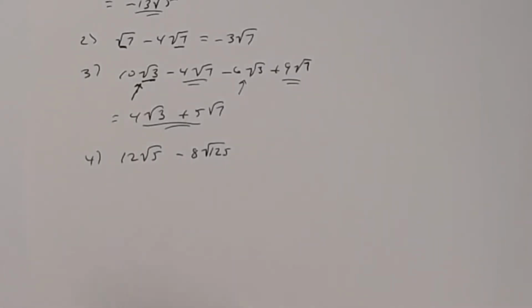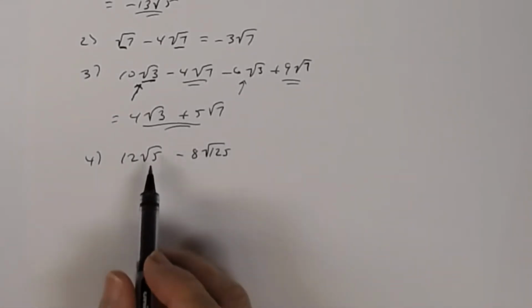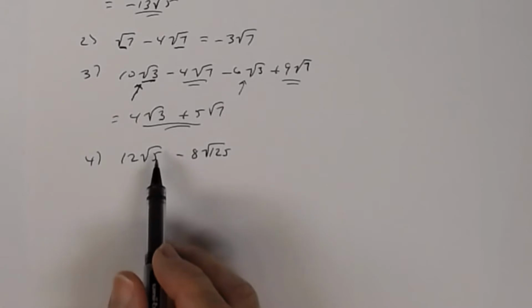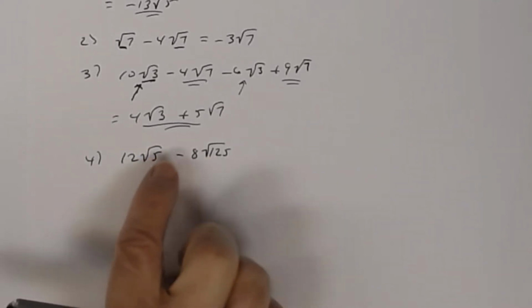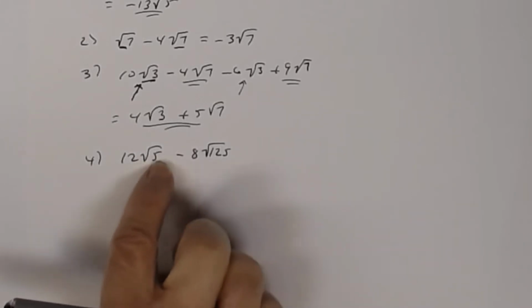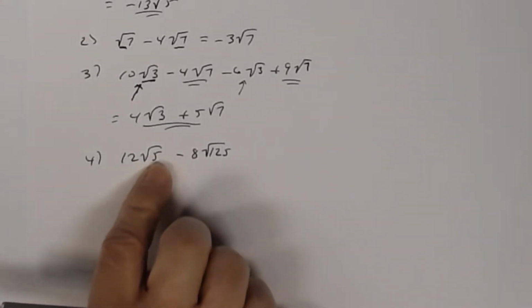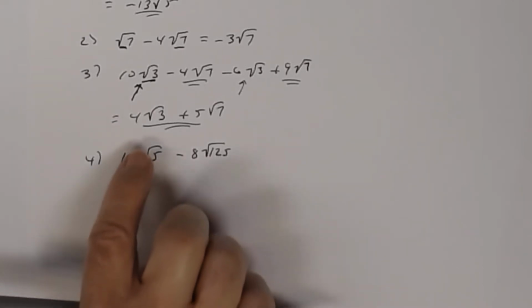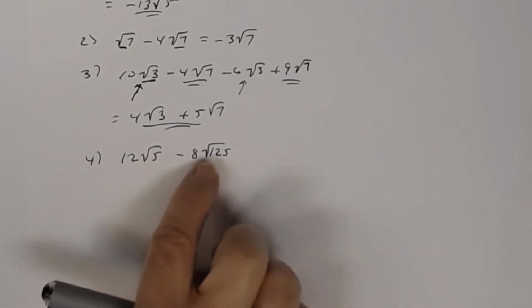Okay, so number 4, we have 12 square root of 5 and a negative 8 square root of 125. Now again, you have to make sure that the radicals are simplified because right now, the way they look, the radicands are different. So you must simplify in order to see if you can get the same radicand. The indices are the same. They're both 2s, square roots, but the radicands look different.